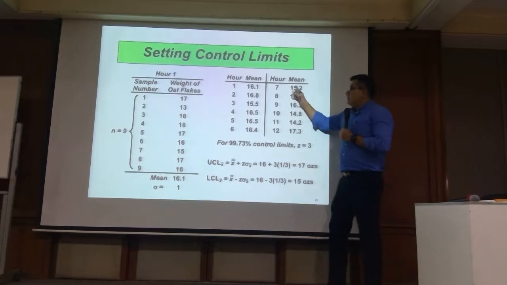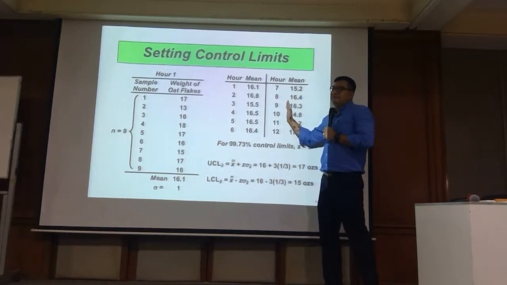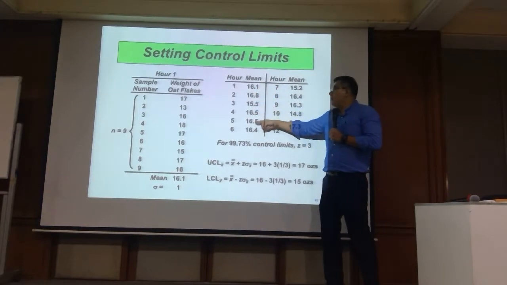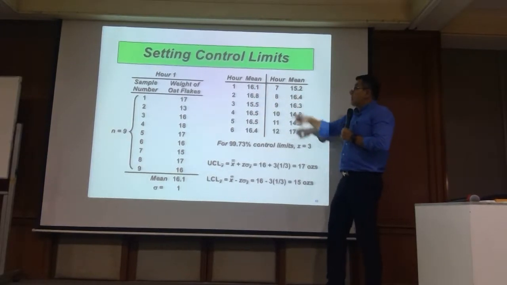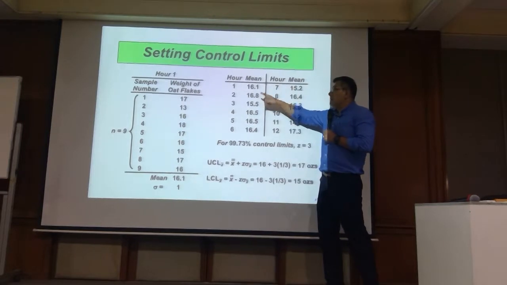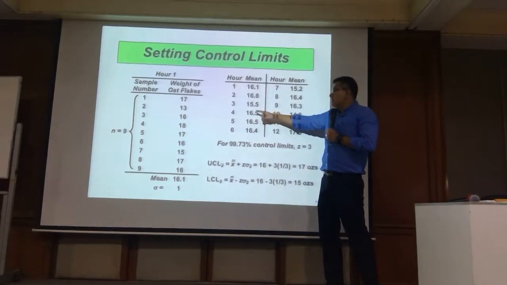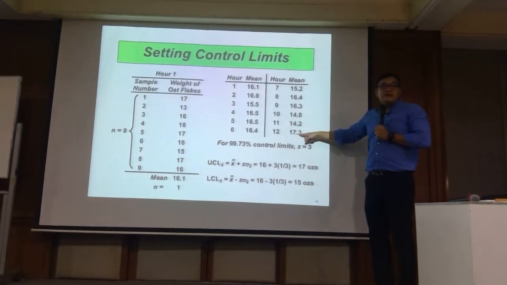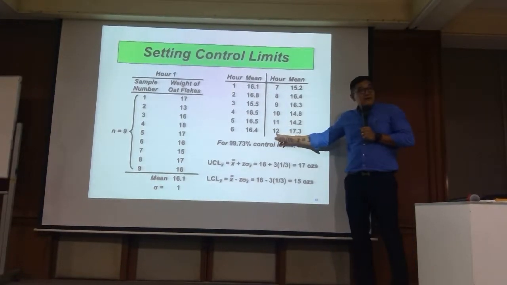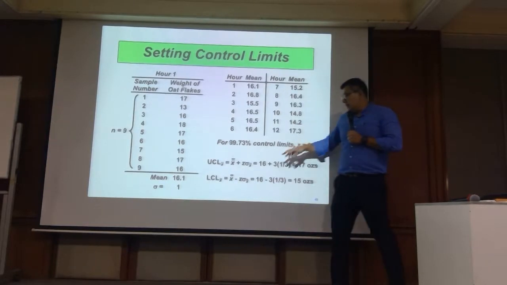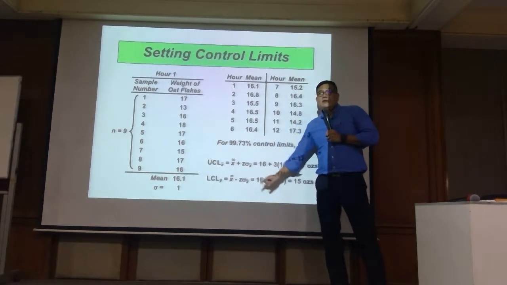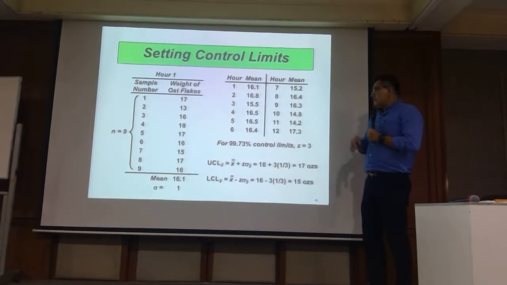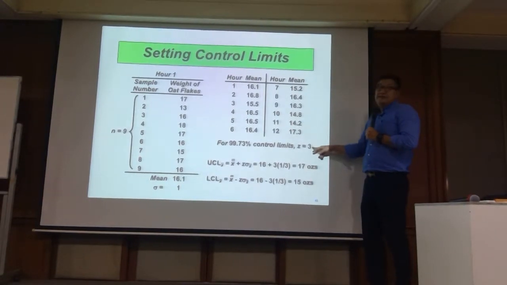So we know that the center line, X double bar, comes from what? From the average of the plotting points, right? So I use 16.1 plus 16.8 plus 15.5 plus 16.5, until plus the last one, 17.3, all divided by 12. I'm going to have X double bar. Let's say X double bar is 16. And then, based on X double bar being 16, I'm using the number of standard deviations equal to 3.